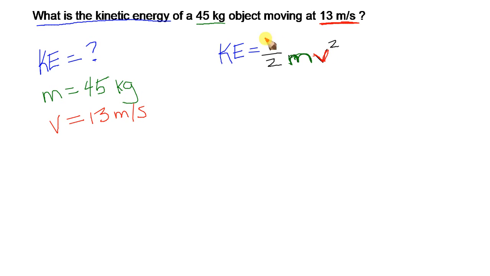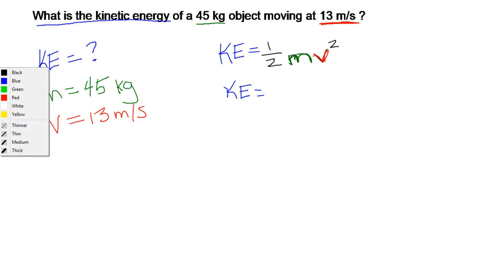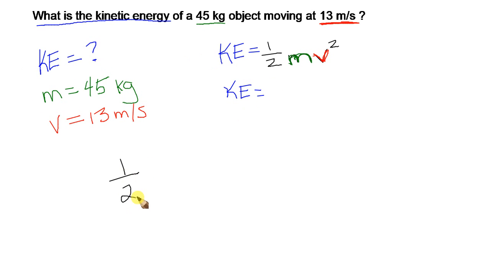So step number 4 says to put in the known variables. Remember, I'm trying to find KE, so I'm going to leave that as the symbols right now. I'm going to change this 1/2 to 0.5, because when I enter this in my calculator, I'm not going to enter in 1/2. I'm going to enter in 0.5.